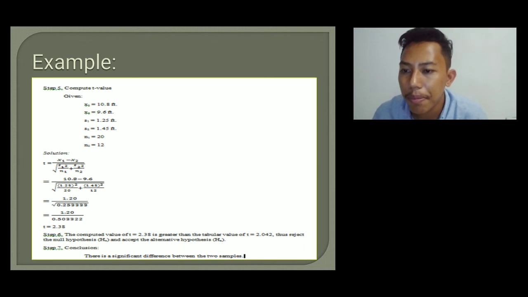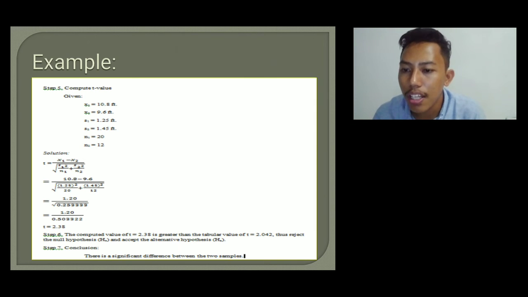So 10.8 minus 9.6 over the square root of 1.25 squared over 20 plus 1.45 squared over 12. It is equal to 1.20 over the square root of 0.252222. It is equal to 1.20 over 0.502222. Our t value is 2.38.